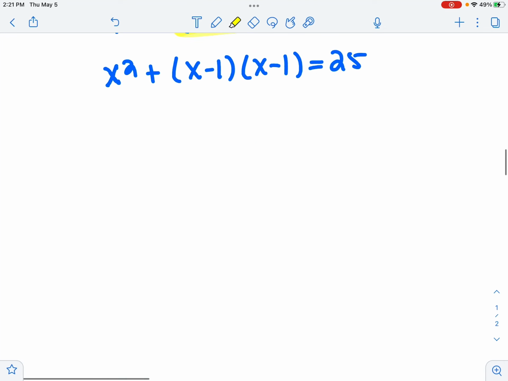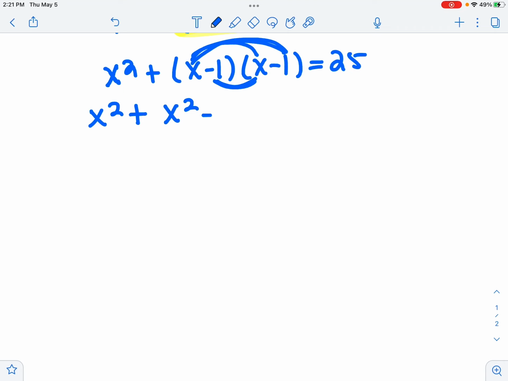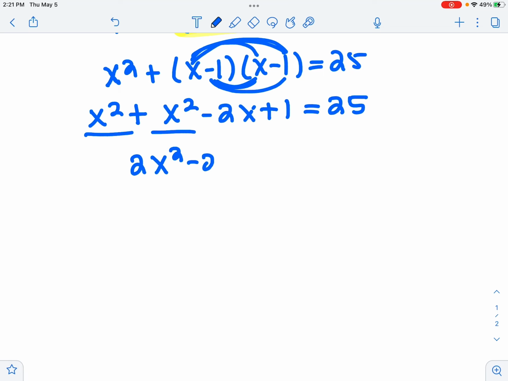All right, now I need to solve this, so I need to distribute that x minus 1. Sorry, I need to distribute the x to the x minus 1, so I'm going to distribute here. So I have this x squared from the original plus x times x is x squared. I have x times negative 1 is negative x, and I'm also going to do this one right here, which is also negative x. So I have negative 2x, and then I'll distribute the negative 1 here, and I have plus 1 equals 25. All right, on the left-hand side, I'm going to combine like terms. I have an x squared and an x squared, which is 2x squared, minus 2x plus 1 equals 25.